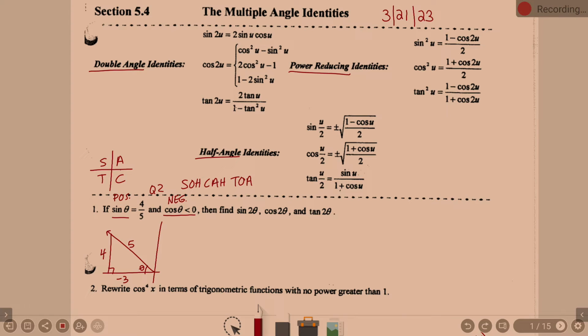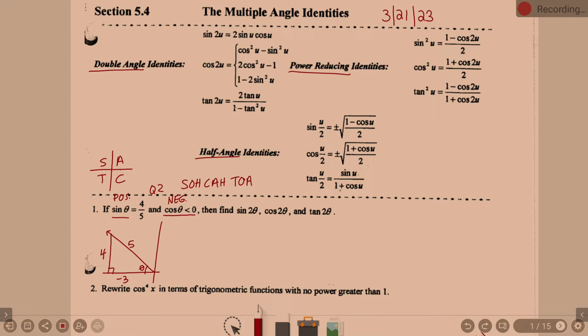With sine being 4/5 and cosine being less than 0, positive sine and negative cosine puts me in quadrant 2. So I drew my triangle in quadrant 2. Remember, your angle of reference is always at the origin, and your triangle always lays on the x-axis. From there, we talked SOHCAHTOA, right? Sine is opposite over hypotenuse, so that put the 4 and 5.